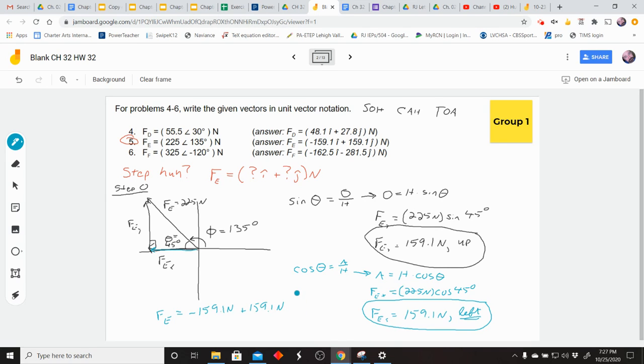So, you know what? I goofed. Let me grab the eraser. I should be more consistent. That wasn't supposed to be an N for newton. That should really be an i hat, and this should be a j hat. So there are our components, and all of this gets multiplied by the units of newtons.